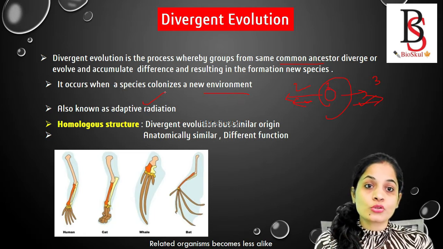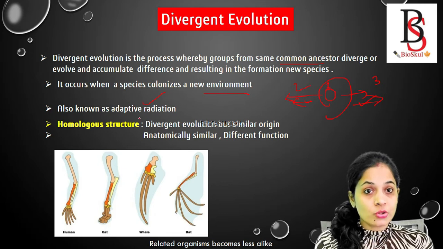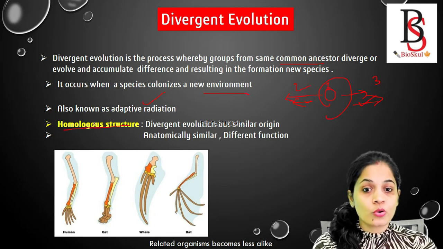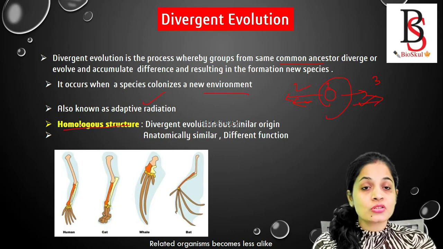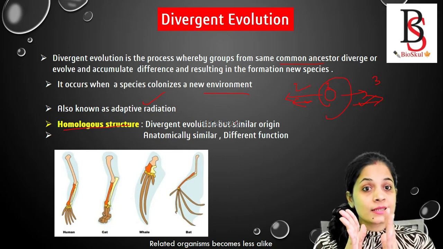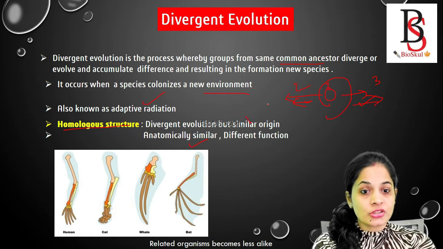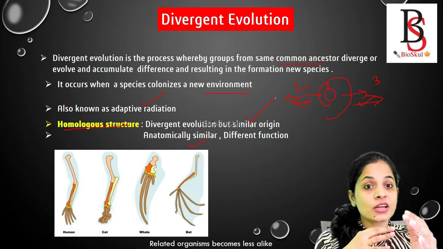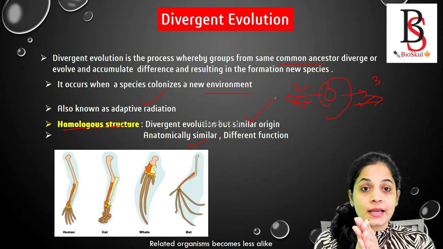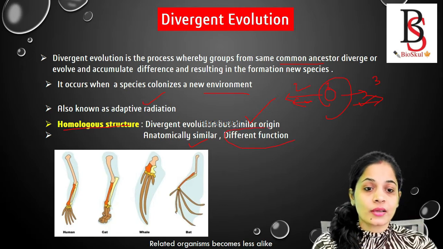That's why it is also known as the adaptive radiation. And divergent evolution forms homologous structure. Homologous means what? Homo means same. So structurally they are the same. They have an anatomically similar structure. The origin is also the same. Though structurally and anatomically they are the same, they have different types of functions. That is the homologous structure.